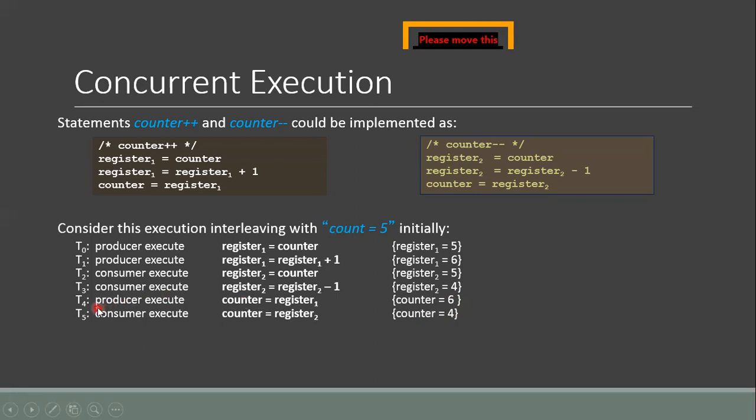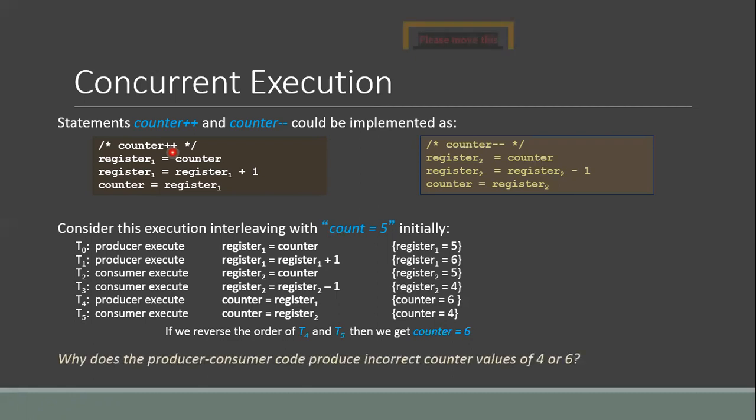Now suppose we reverse the order of T4 and T5, that is, first the consumer executes its final machine language statement equivalent to counter minus minus, and after that the producer executes the final machine language statement equivalent to counter plus plus. In that case, what would be the value in the counter location? If we reverse the order of T4 and T5, then we will get 6 at the memory location counter. Again, this is an invalid value.